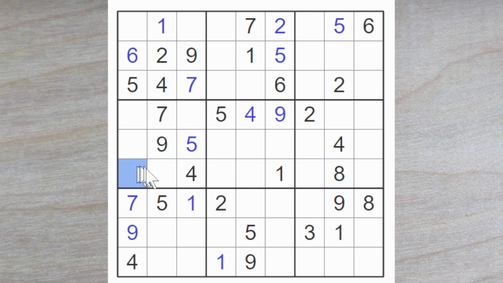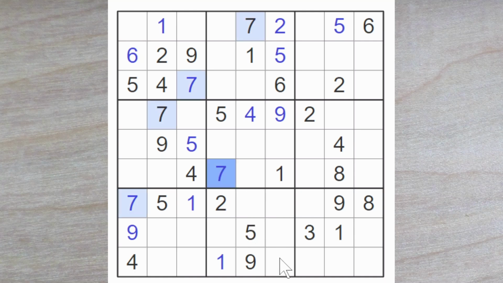A 7 can't go here or here, and the 7 prevents a 7 from going here as well. So this must be a 7. A 2, 3, and a 6 now for these squares here. We can't readily resolve those, but we got ourselves a 7.